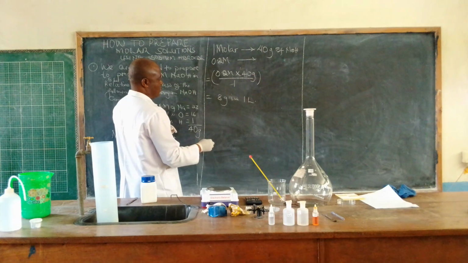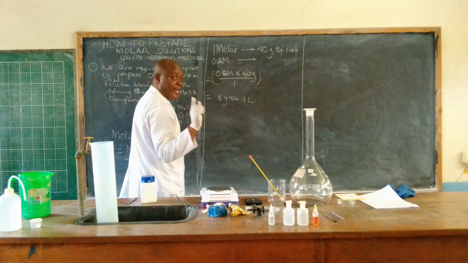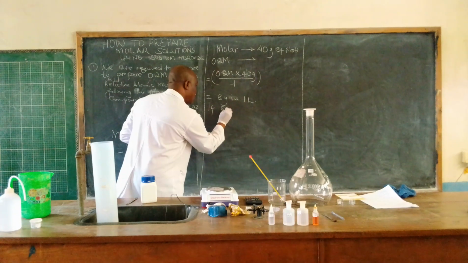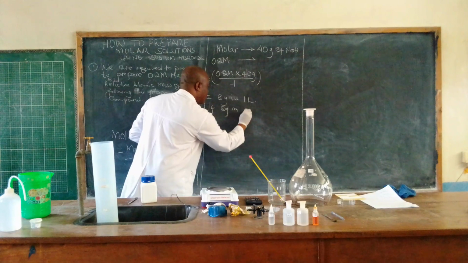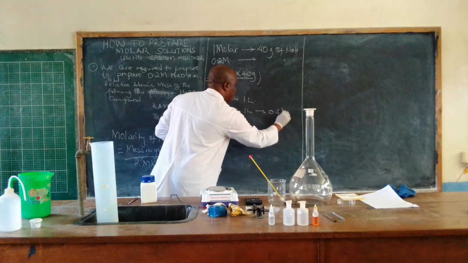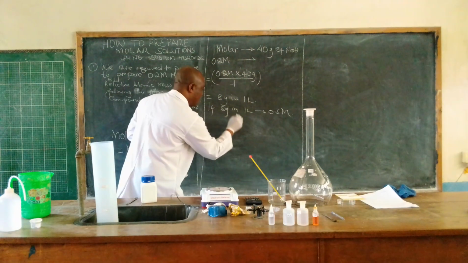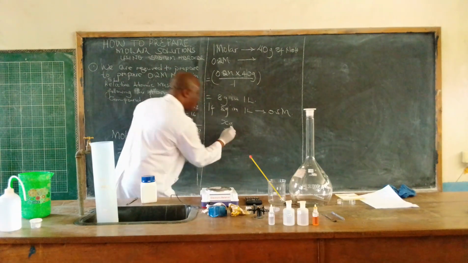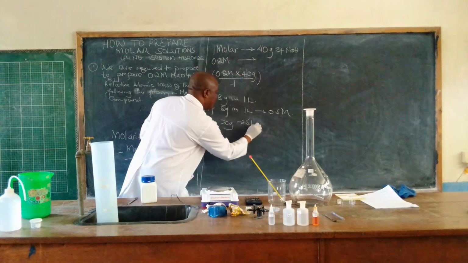So if we weigh 8 grams in 1 liter, the concentration here will be 0.2 molar. What about for 5 liters? We are supposed to take X grams that we don't know, that we are supposed to find out. It's supposed to be weighed in 5 liters.